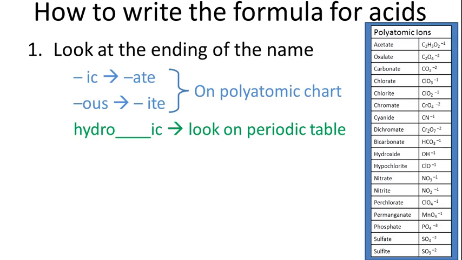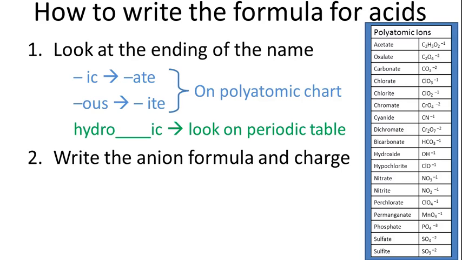However, if you have an acid that says hydro-blank-ic acid, for example hydrochloric acid or hydroiodic acid, that's something that you would look for on the periodic table. Once you found your anion, you're going to write the formula for the anion as well as the charge. Remember that your charge is the small number found up in the top corner, and anions always have negative charges.